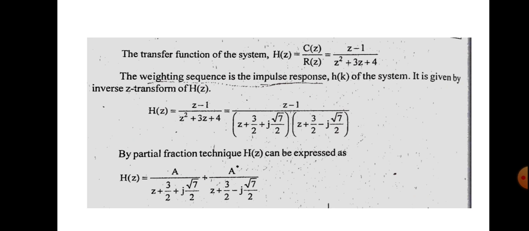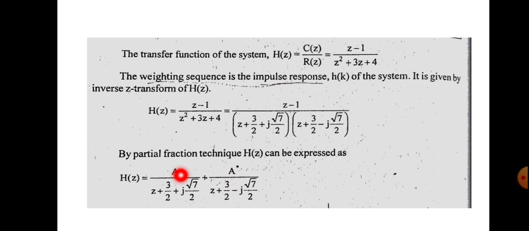So you can write the partial fraction expansion as (z minus 1) divided by these roots. One is the complex conjugate of the other, so you can write the roots like this. You can write it as A by this term plus A conjugate by this term. Next you have to find A and A conjugate. You know the steps to find A and A conjugate.